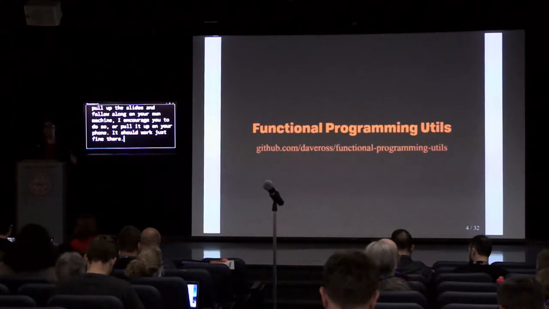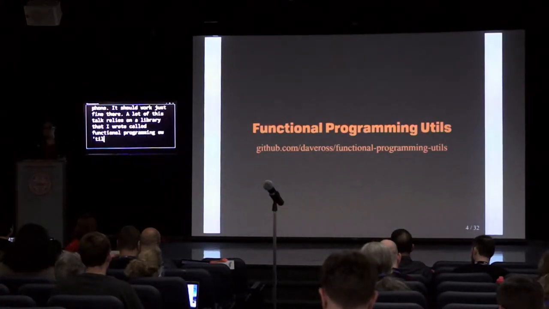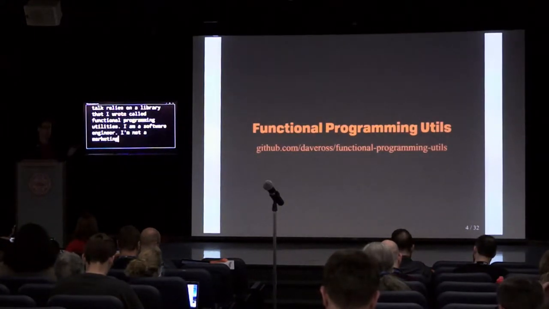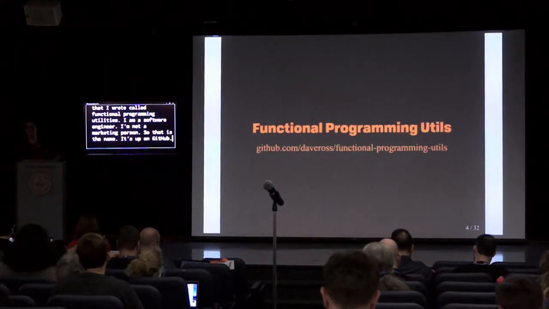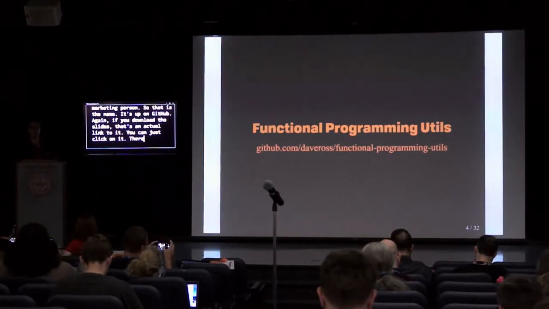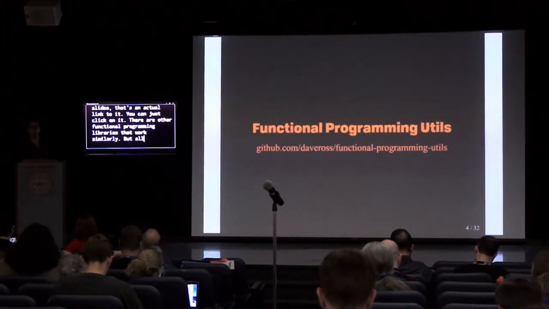A lot of this talk relies on a library that I wrote called Functional Programming Utilities. I am a software engineer, I am not a marketing person, so that is the name. It's up on GitHub. Again, if you download the slides, that's an actual link to it. You can just click on it. There are other functional programming libraries that work similarly, but all of my examples are going to be based on using that.